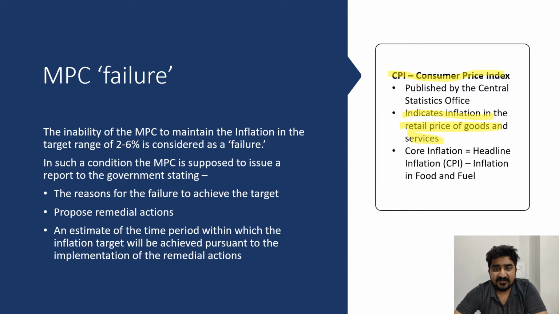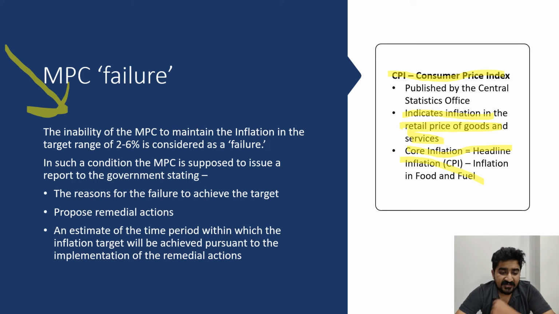CPI may be further subdivided into headline inflation and core inflation, wherein core inflation is headline inflation minus inflation in the prices of food and fuel. The inability of the MPC to maintain the inflation in the target range of 2 to 6% is considered as a failure. In such a condition, the MPC is supposed to issue a report to the government stating the following: the reasons for the failure to achieve the target, the proposed remedial actions, and an estimate of the time period within which the inflation will again be achieved in the target range.